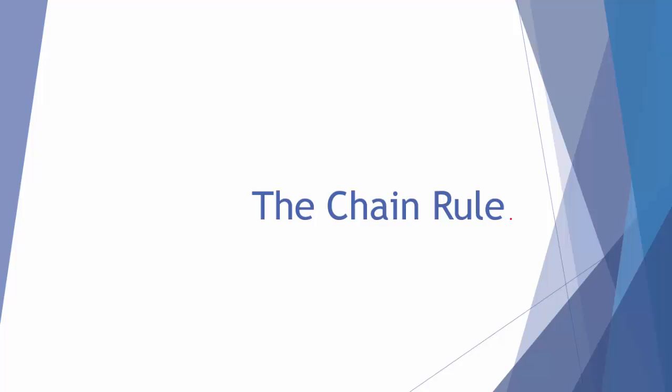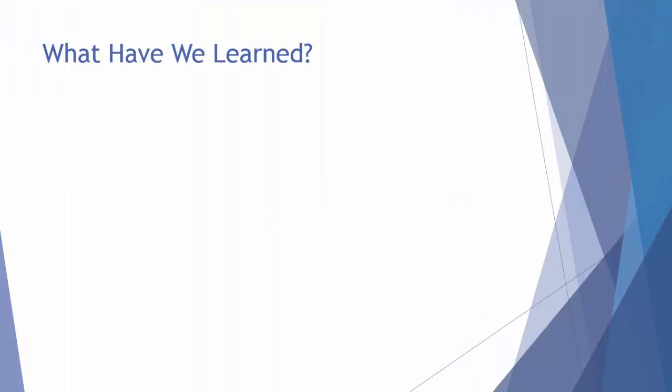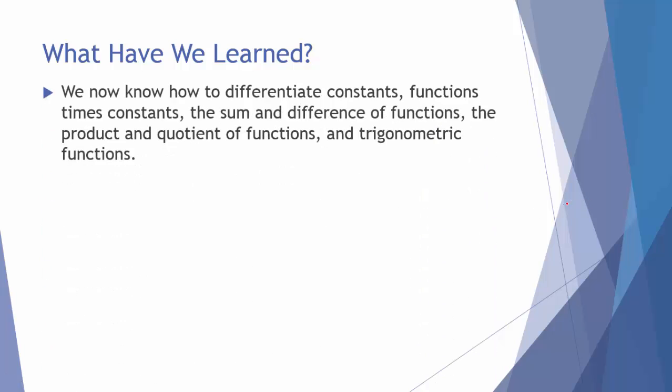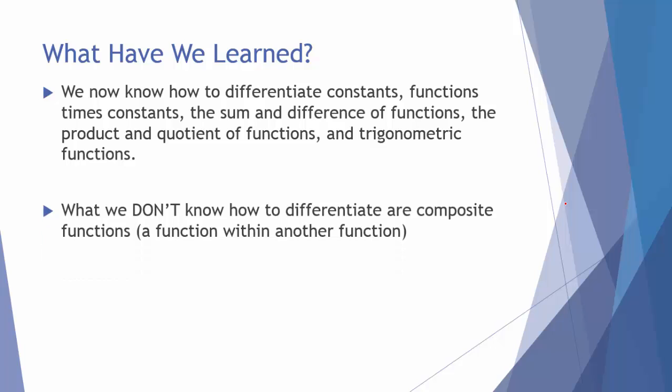These are going to be our notes on the chain rule. So far, what we have learned is that we know how to take derivatives, or how to differentiate constants, functions times constants, sum and difference of functions. We can do multiplication and division of functions, and our trig functions. But what we don't know how to differentiate yet are composite functions, meaning one function within another function.